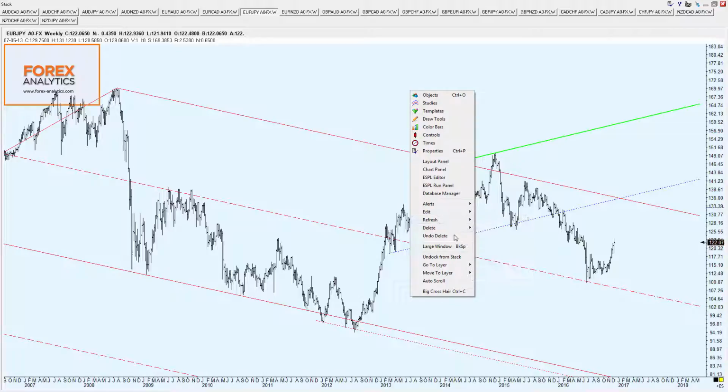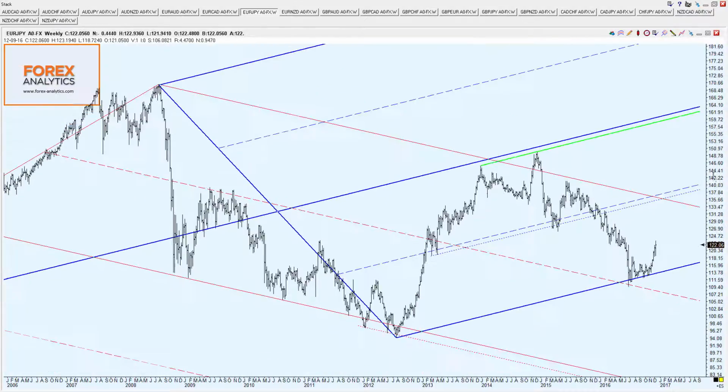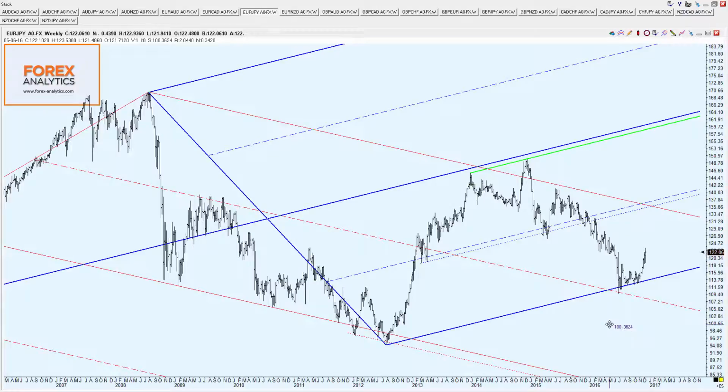Hang on, I'm undoing delete. I'm not refreshing. This has moved up from here, 112.65. We're up at 123, the highest. You've got 1,000 points just in that. Look how big this fork is. Look how much room there is to go in that potentially.